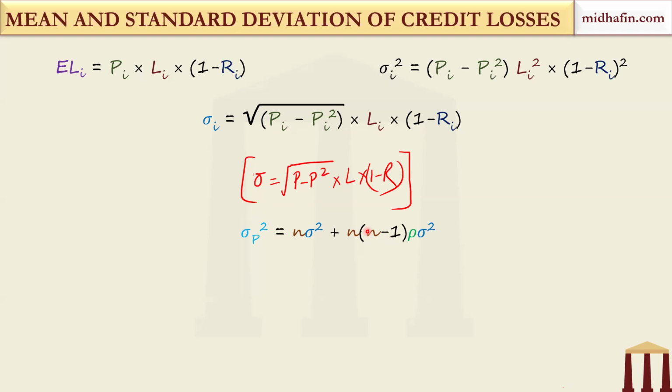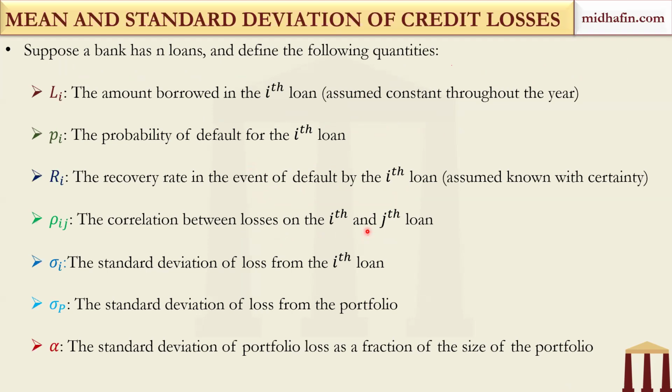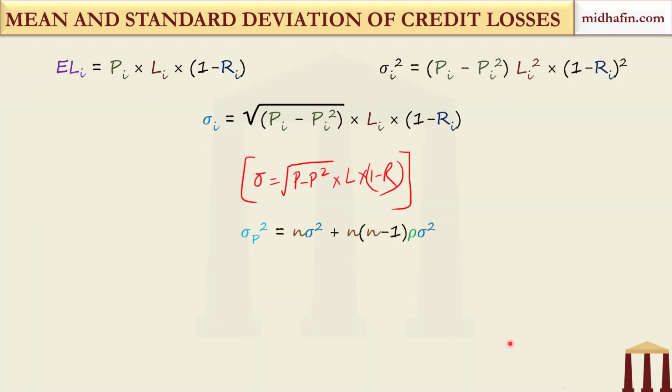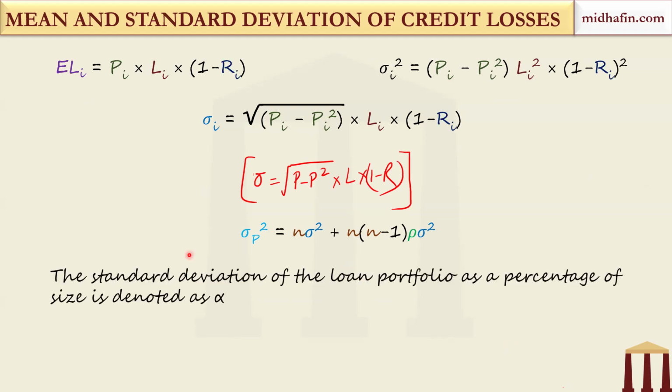Now, another quantity which I told you can be asked to calculate is alpha: standard deviation of portfolio loss as a fraction of the size of the portfolio. So once you have this sigma p, the square root of this, if you want to find out alpha, the standard deviation of the loan portfolio as a percentage of size, what will be the denominator? The total loan size. For each loan, the size is L. So for n loans, the size will be n times L.